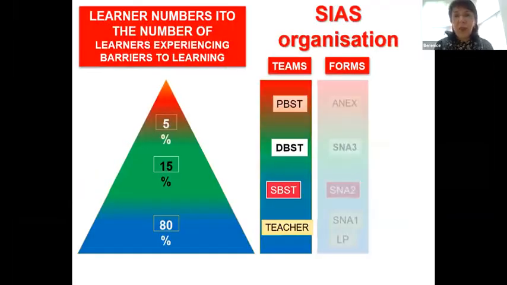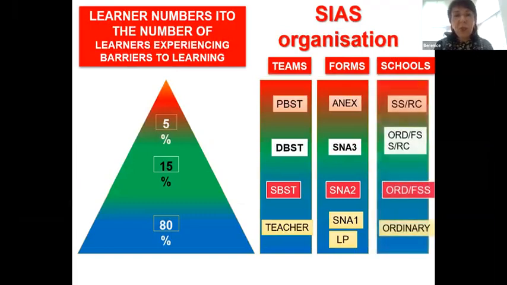Okay, so when we do this properly, what we expect is that 80% of the learners can be helped at classroom level by the teacher. Perhaps 15% of the learners need some additional support, and they can usually be helped by the learning support teacher, or be given advice from the district-based support team or the special school outreach teams. And then it's really only 5% who need that high-level support.